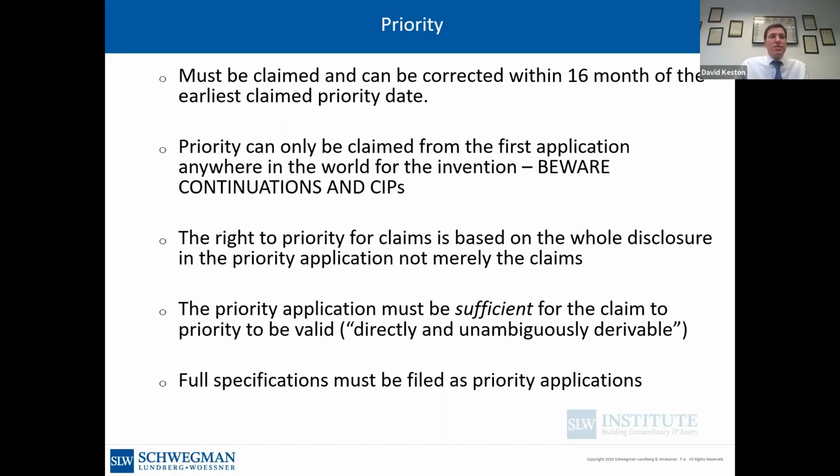Right, we're on to the final stretch here. I just want to take a couple of slides to remind you that the priority system in Europe is interpreted slightly differently, partly because we have a slightly different prosecution structure. So we've got the opportunity to claim priority and to correct that within 16 months of the earliest claimed priority date.